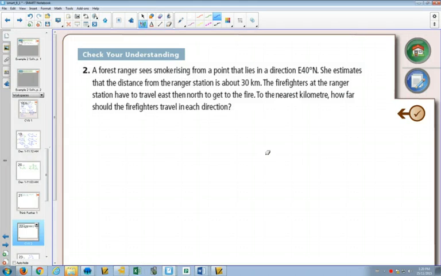So a forest ranger sees some smoke rising from a point that lies in the direction east 40 degrees north. So the first thing we have to be able to do is figure out where that would be.